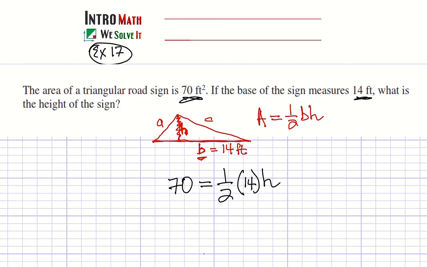See? So you're giving all that stuff, they want you to solve for height. That's all. This is a linear equation in one variable. So to remove the half, it really doesn't matter. We can leave it there. We'll say 70. What is half of 14? Half of 14 is 7.